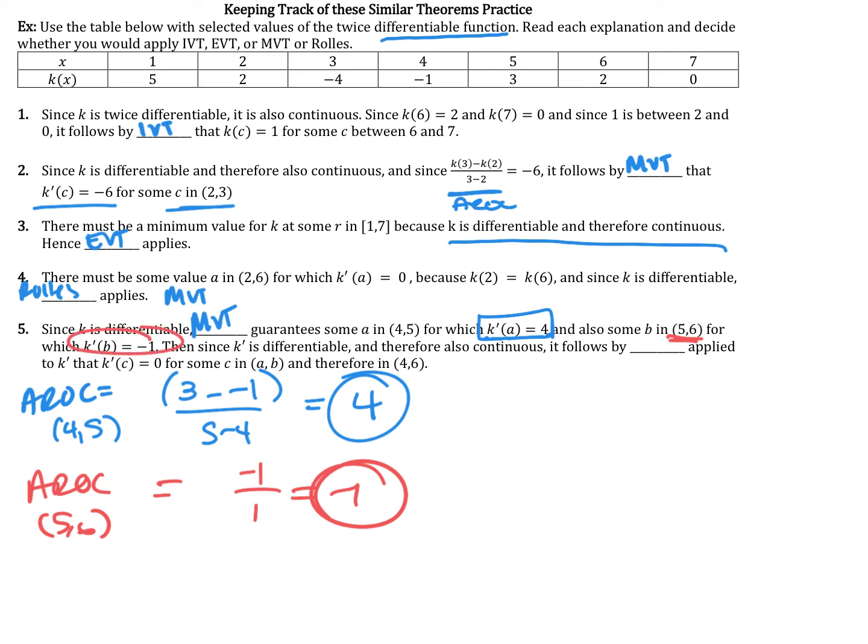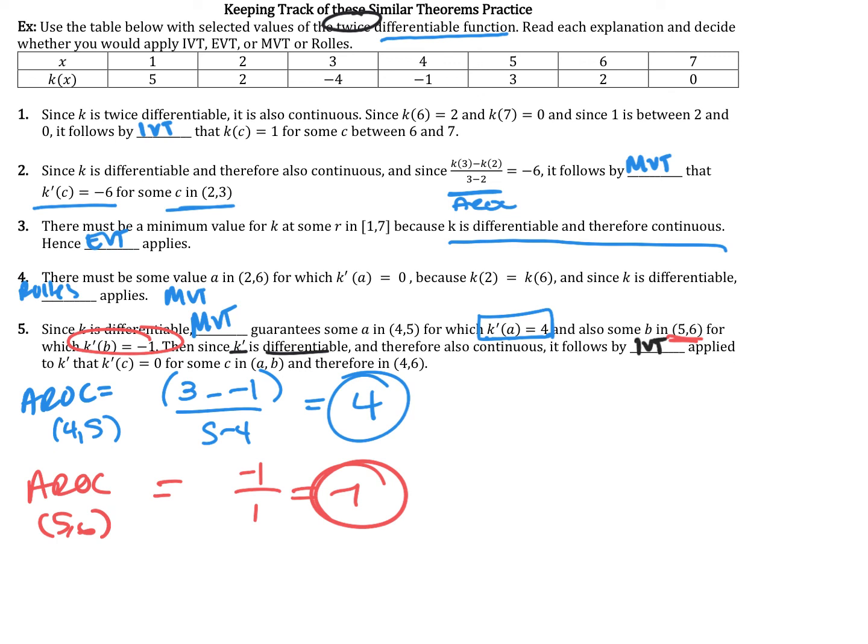Then there's a second blank. It says, then since K prime is differentiable, which we know since it says twice differentiable, and therefore also continuous, it follows by a theorem that K prime of C is equal to 0 for some C in the interval from 4 to 6. So that's going to be the intermediate value theorem.